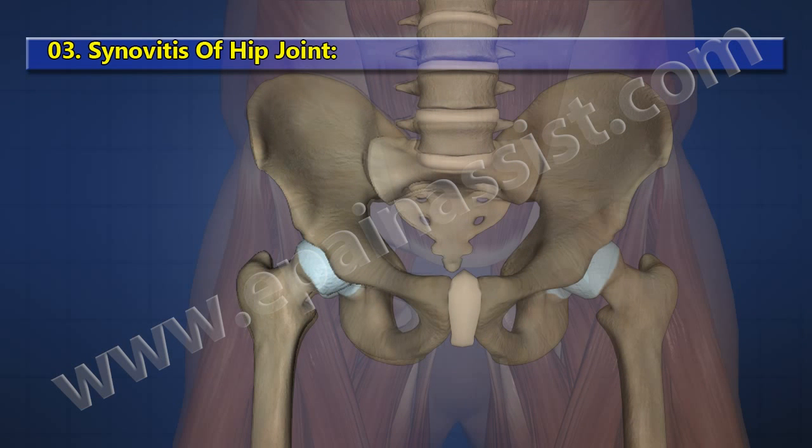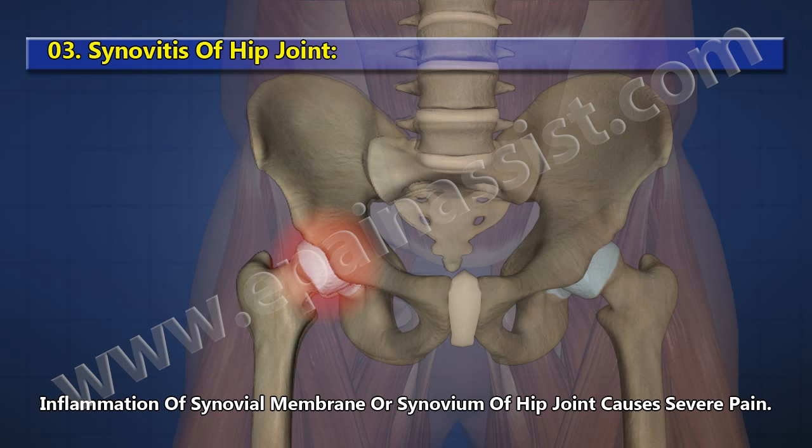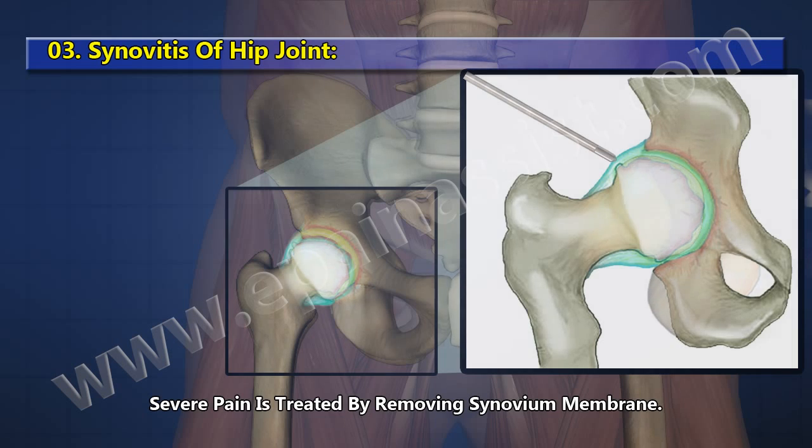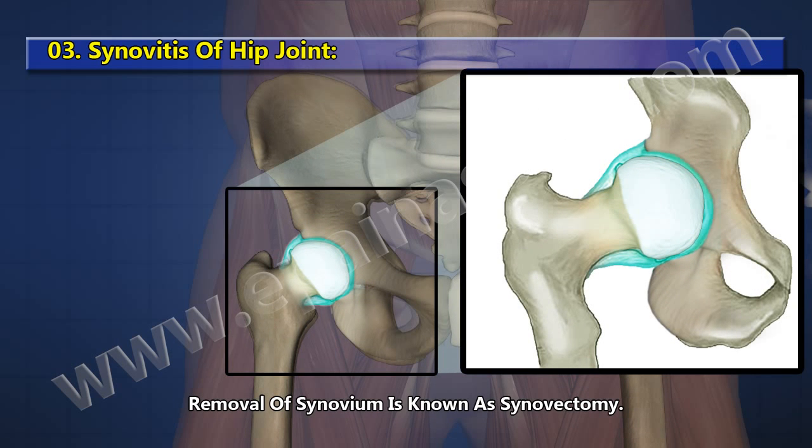Synovitis of hip joint. Inflammation of synovial membrane or synovium of hip joint causes severe pain. Severe pain is treated by removing synovium membrane. Removal of synovium is known as synovectomy.